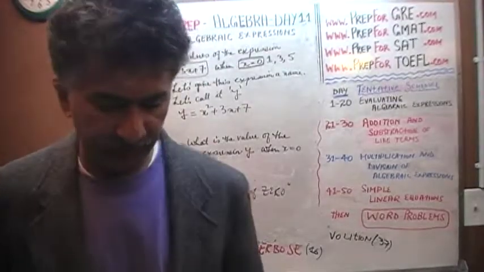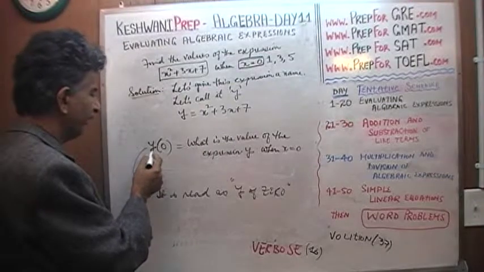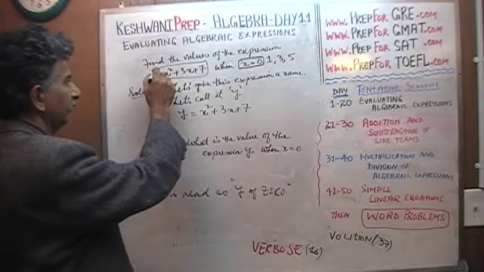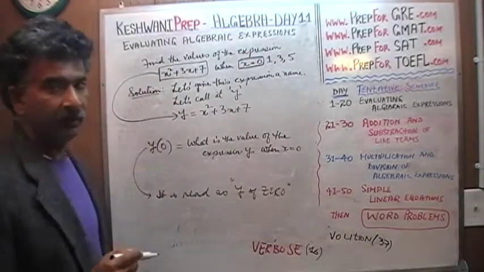So again, let me say it in a very verbose way what this symbol means. It says find the value of the expression y, find the value of this expression that we have called y. We have given it a name, we christened it.